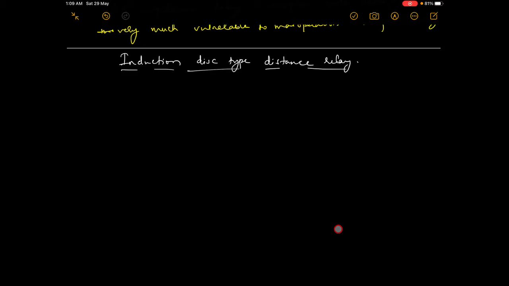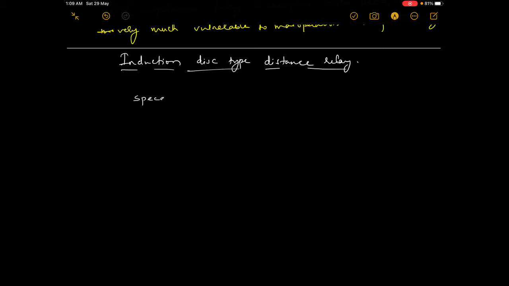Before going to the MHO relay and reactance relay, we'll try to know something about the induction disk type distance relay. Some things we need to revise and discuss here. You already know the construction of the induction disk type, we have done it in the first chapter, correct? Now how is the distance relay different from the overcurrent relay? In the first chapter we discussed the disk type relay with respect to the overcurrent relay, where it was only with respect to I square, but here we have two things.